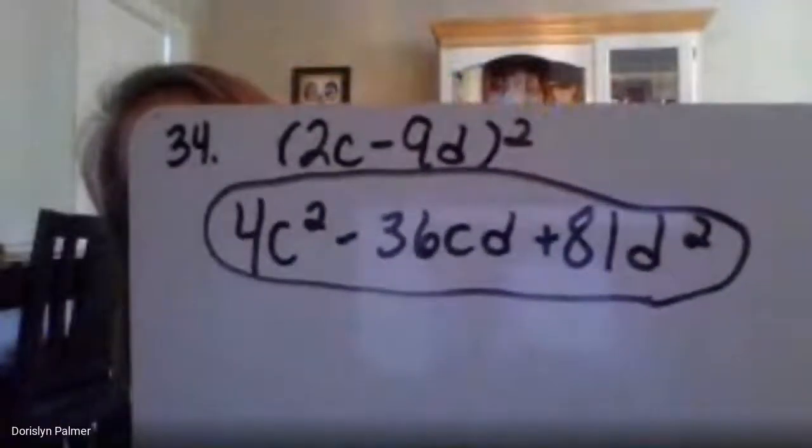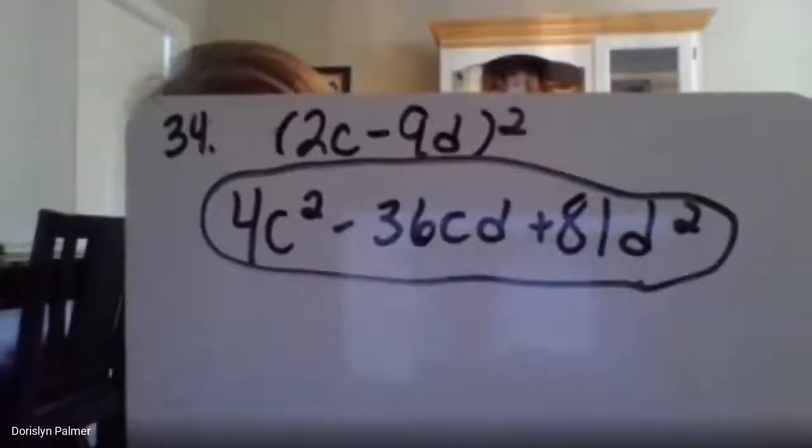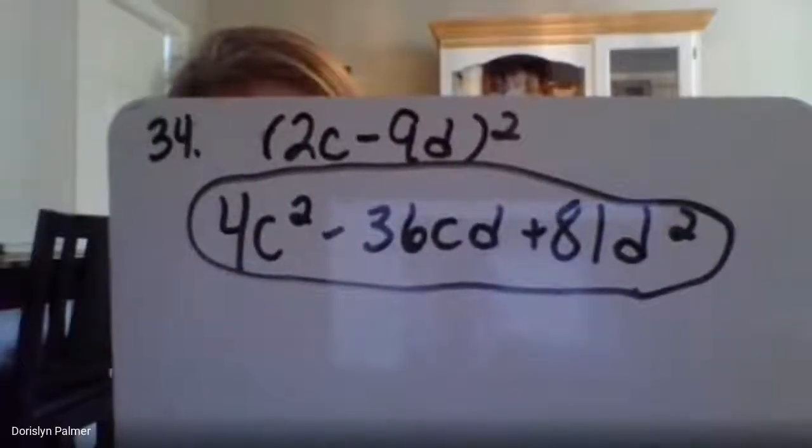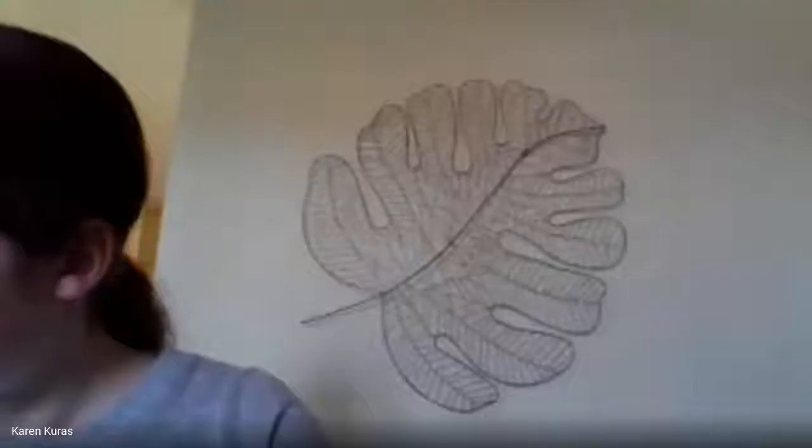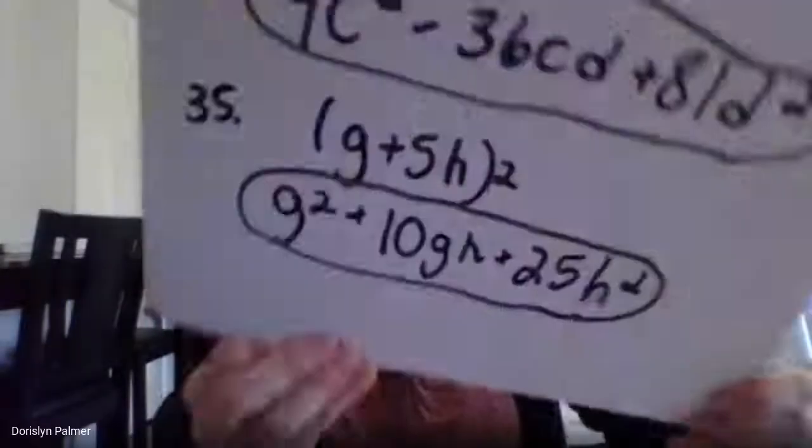All right. 35. Back to Abby. For 35, I got g squared plus 10gh plus 25h squared. Yep. Okay, good.